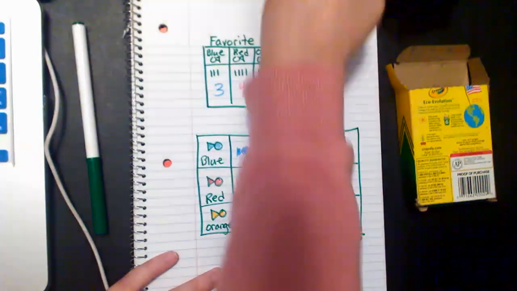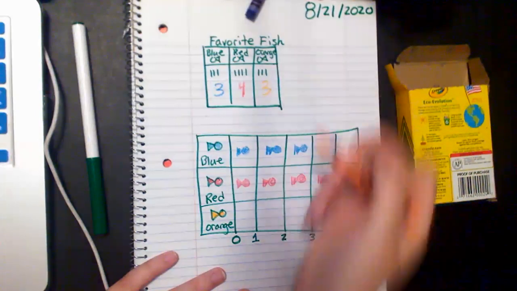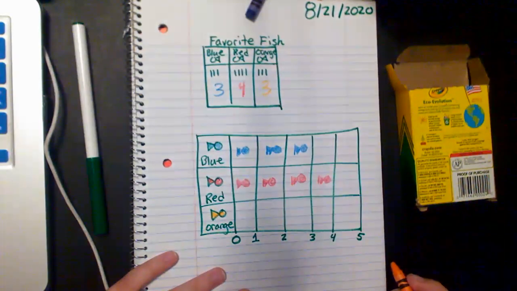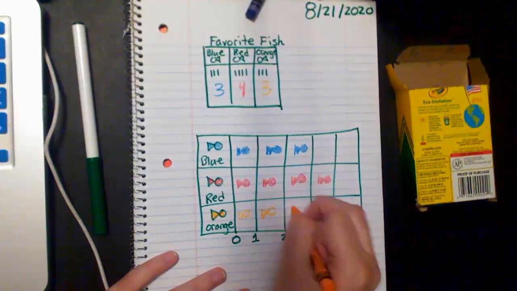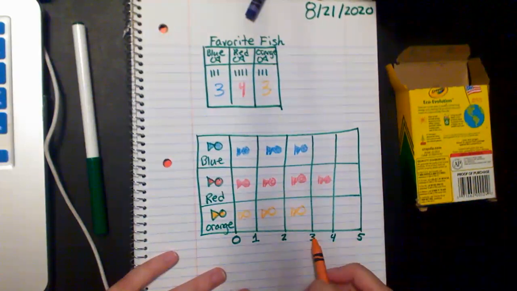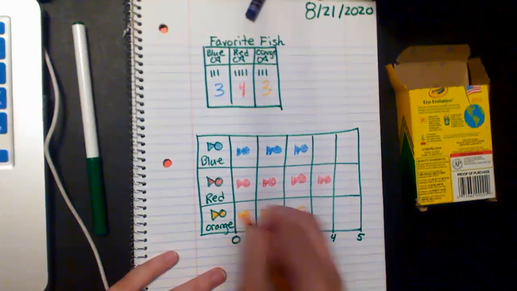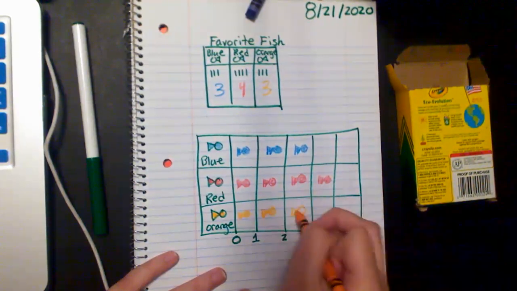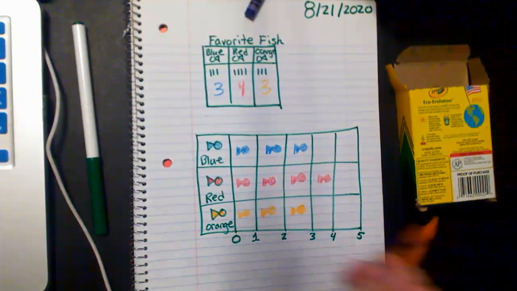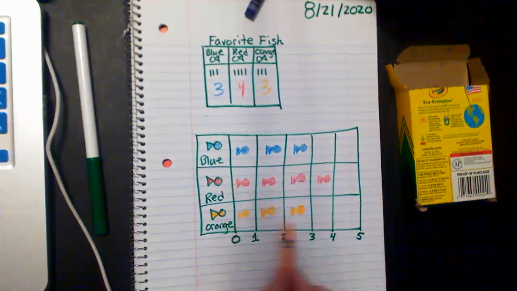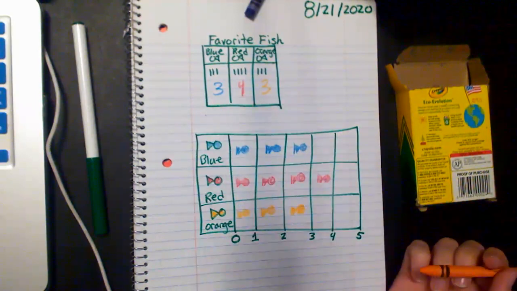And then last but not least, we have orange. And for orange, we have 1, 2, 3. Okay, so we have 3 orange fish, and I'm going to draw my 3 orange fish. It's going to stop at the number 3, the 3rd line, and you should have 3 fish, 1 per box. And we're just going to color in each of those fish. Okay, so we can see here we have 3 blue fish, 3 orange fish, and 4 red fish, and that matches what we have up here in our survey table.